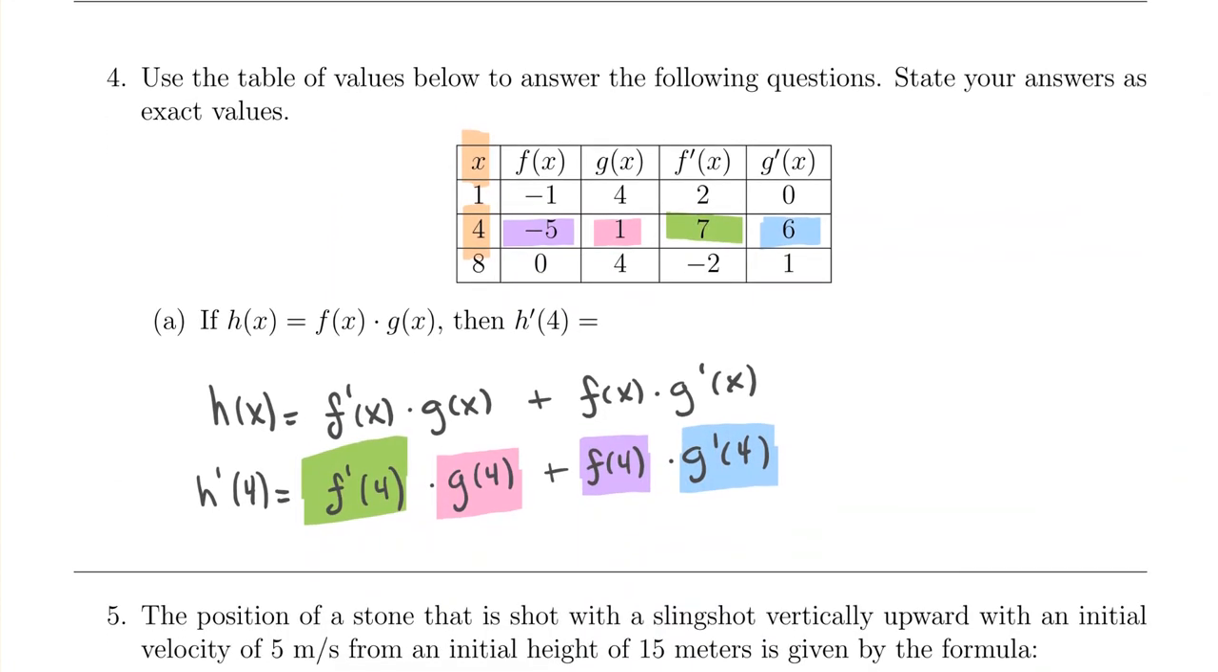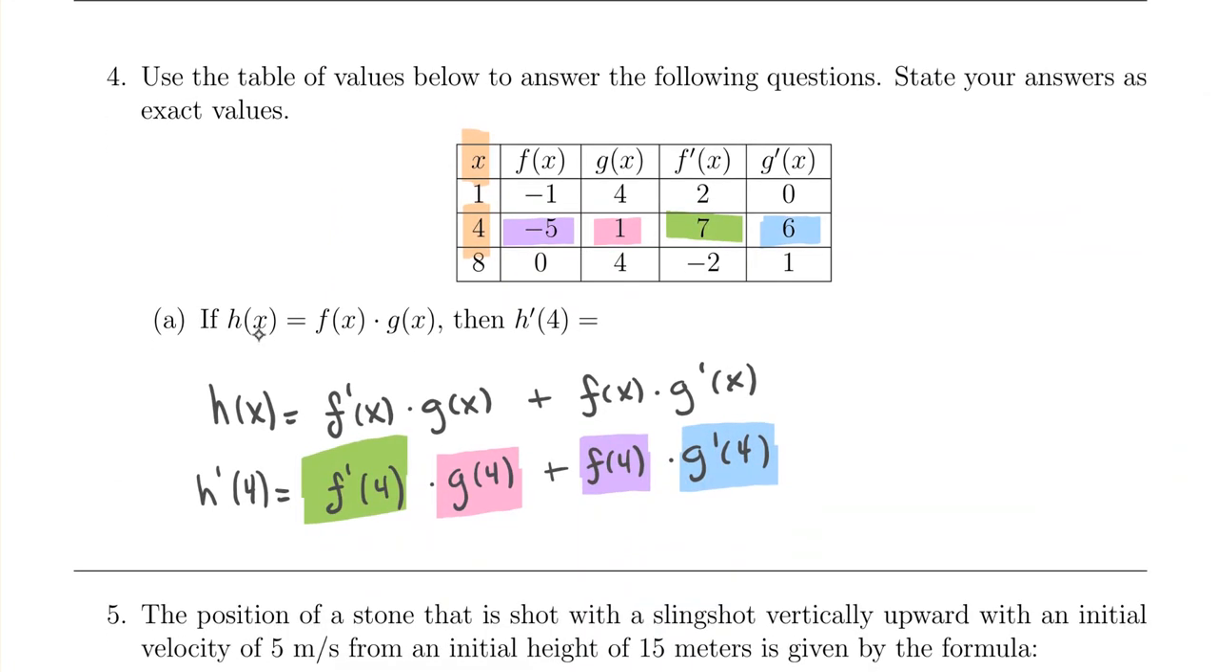So for our fourth problem, we were told that if h of x is f of x times g of x, and we have values of the table given here for f, g, and their derivatives, then find the derivative of h at 4. So I wrote out the derivative just generally of h of x if it's a product of these functions using product rule. And then I substitute in for the value of 4, and here we just have to make sure we read the table correctly. We see that the value of the derivative at 4 of f is 7. So 7 times g of 4 is 1 plus f of 4 negative 5 times g of 4 6.